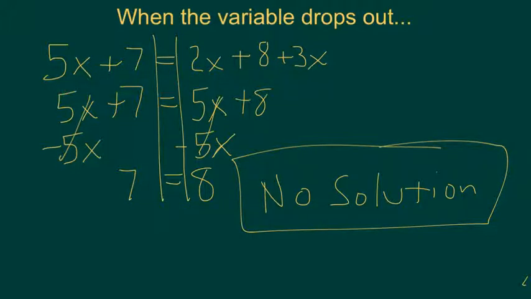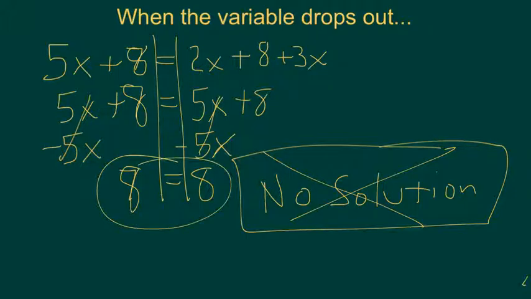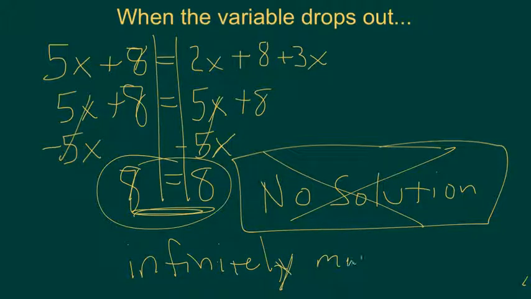Now, it is possible for the variables to drop out and still have a solution. If, for some odd reason, we were to change this number to an 8, when I did do the subtract 5x from both sides, I'd end up with 8 equals 8. In this case, it would not be no solution, since no matter what I plug in for x, I would still get both sides being equal. This would be infinitely many solutions.